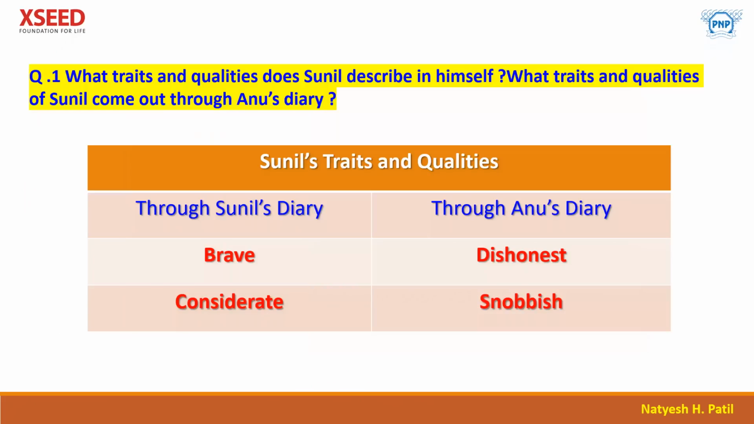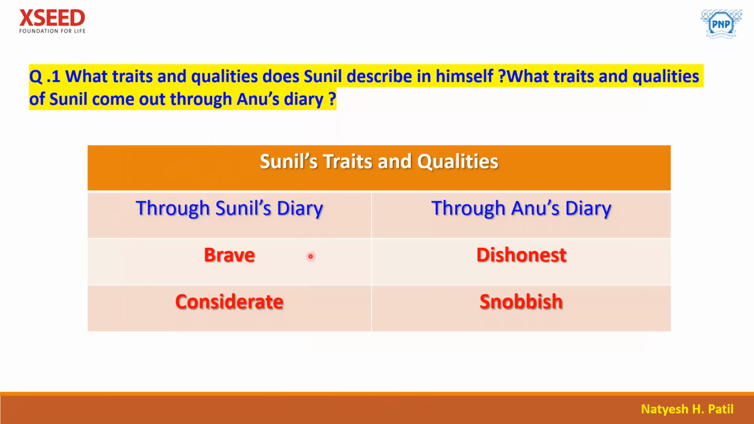So now it is time to make some confessions. Can you think of an incident where you changed your account of something that happened to show yourself in a better light? Today we'll analyze the character of Sunil. Can you tell me what traits and qualities does Sunil describe in himself? What traits and qualities of Sunil come out through Anu's diary?